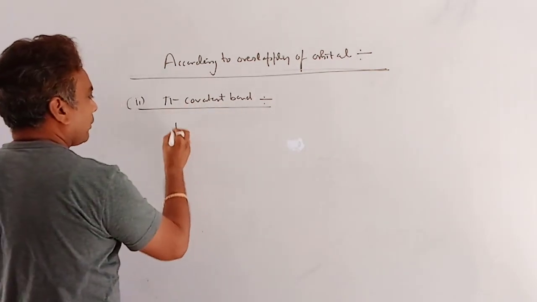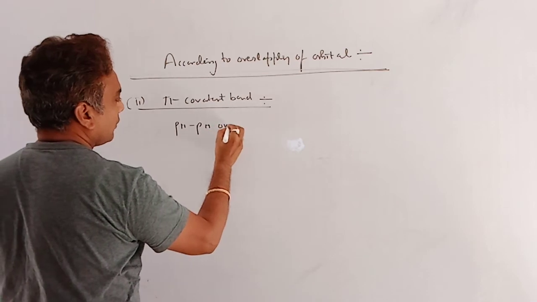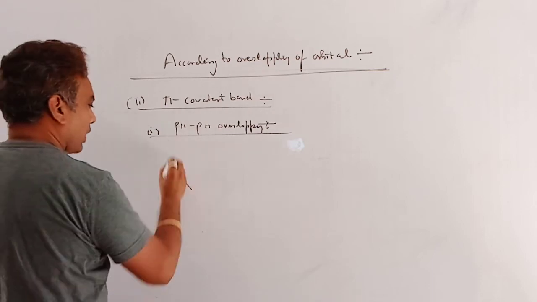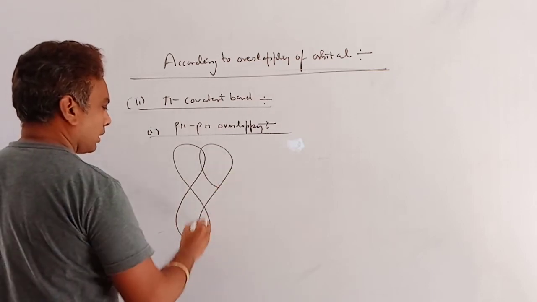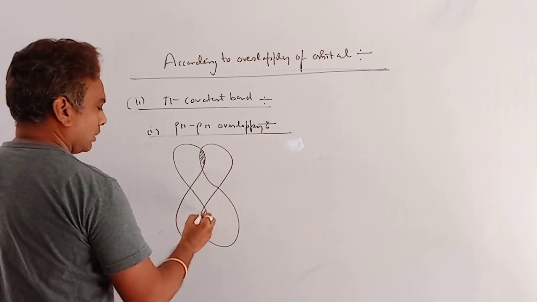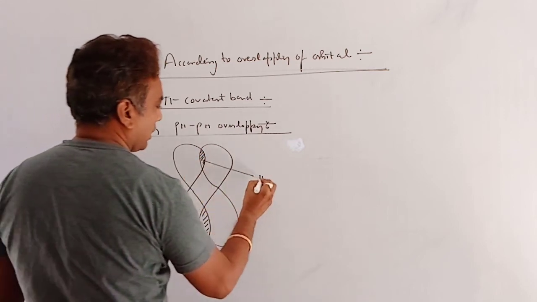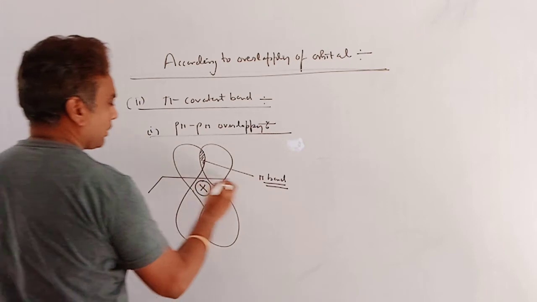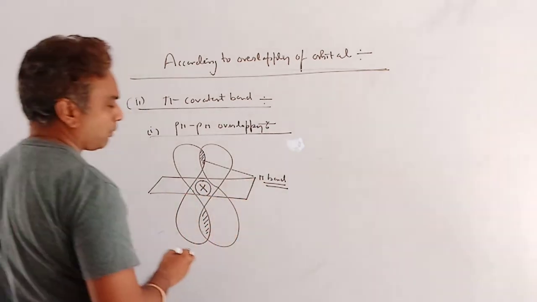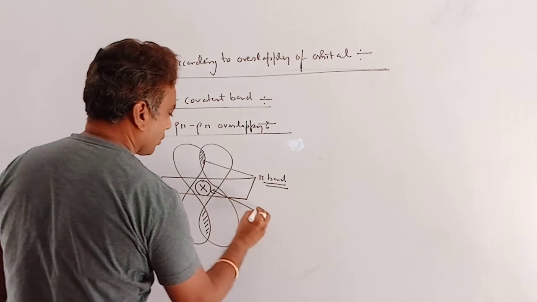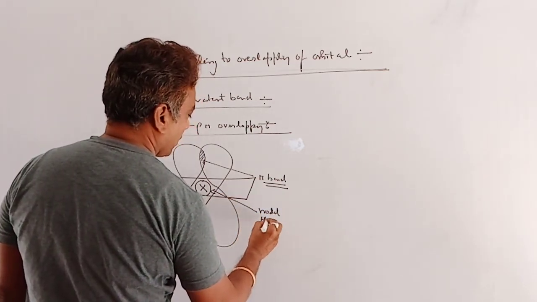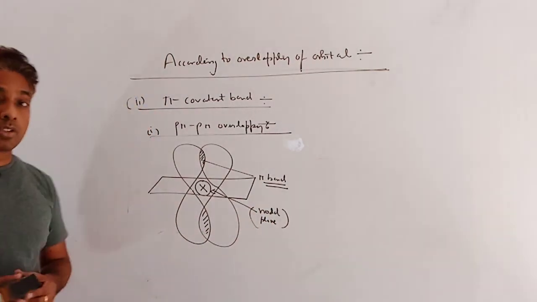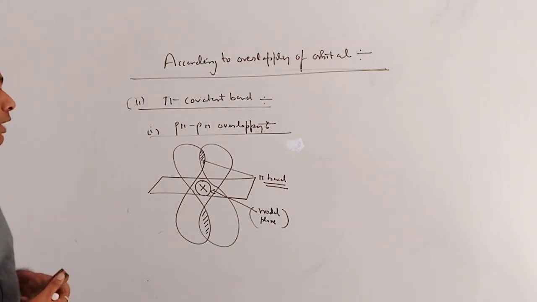Pi covalent bond like p pi p pi overlapping. First example, in which one p orbital overlaps with another p orbital like this. Lobes are associated with two different sides. Here pi bond is formed, and in this overlapping, one plane which is perpendicular to the plane of overlapping, where the probability of finding an electron is least, is known as the nodal plane. Clear? So in case of p pi p pi overlapping, one nodal plane is observed, which is perpendicular to the plane of overlapping.